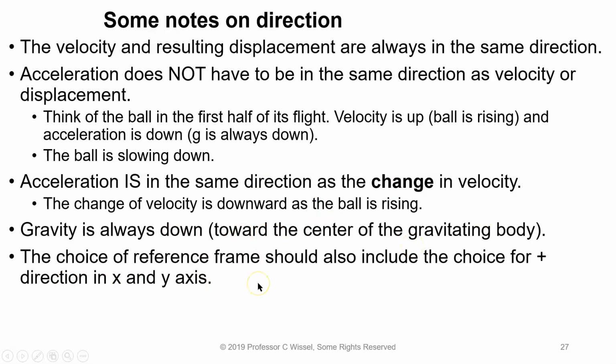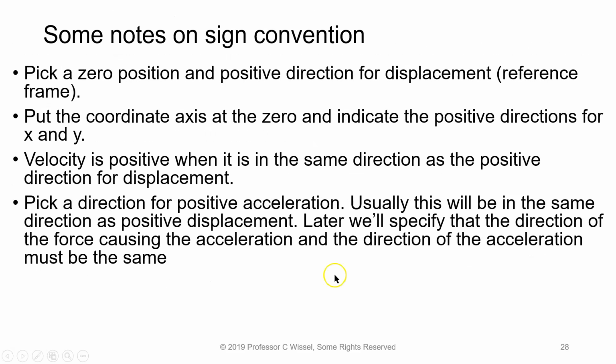The choice of reference frame should also include a choice for positive direction in the x and y axis. Okay, so sign conventions. The devil is in the details on these things. Pick a zero position and positive direction for displacement. You have to pick a reference frame. Put the coordinate axis at the 0 and indicate the positive direction for x and y. And you can pick anything you want as long as x and y are perpendicular to each other.